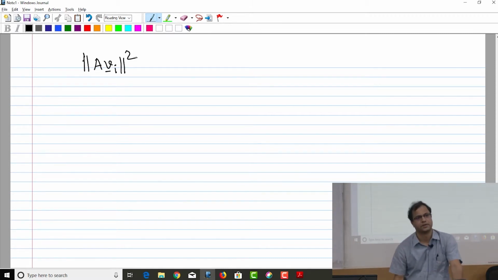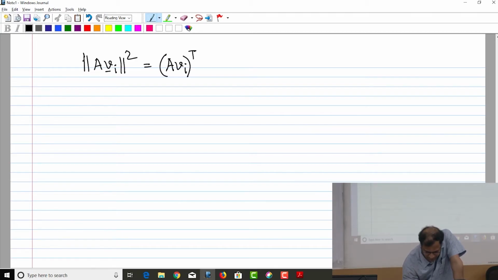This length, how can we write this? Can you write this as A vi transpose A vi? So this will be your vi transpose A transpose A vi. You know this, right?